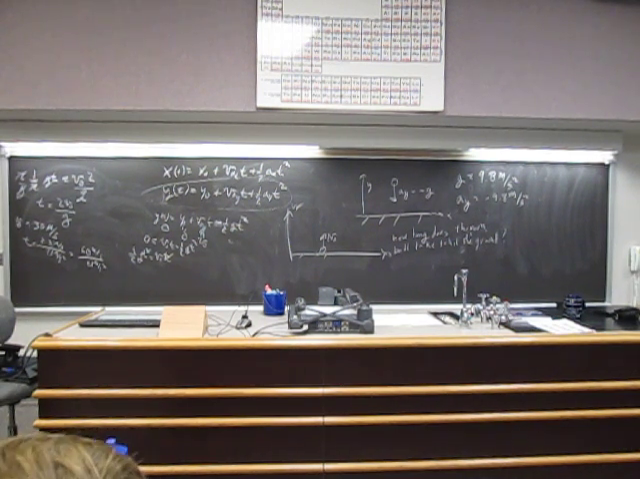So where did you get your 60 meters per second? 2 times 30. That was just an example. A little example.